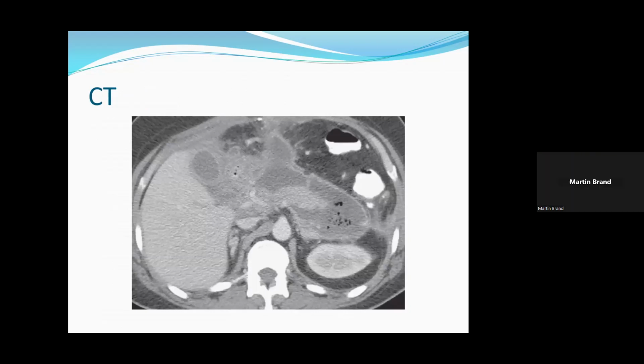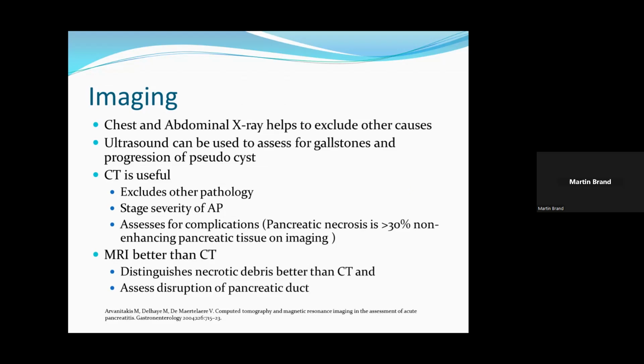Sorry, Rahm. Yes. Can I jump in here quickly? If you go back one slide. Yes. What would be your indications for a CT scan in acute pancreatitis? Indications.